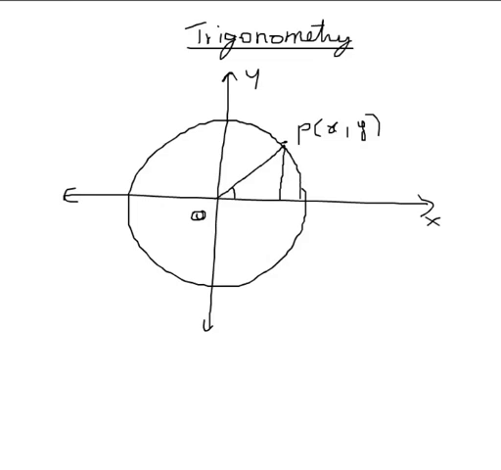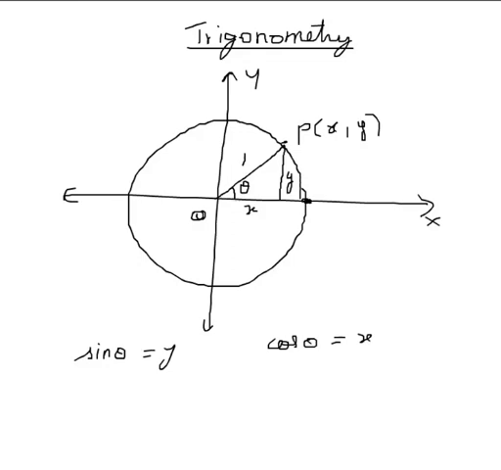If I take this angle as theta, say this is x and this is y. It's a unit circle, so the radius is 1 unit. We know that cos theta is x by 1, which is x. Similarly, sine theta is y by 1, which is y.